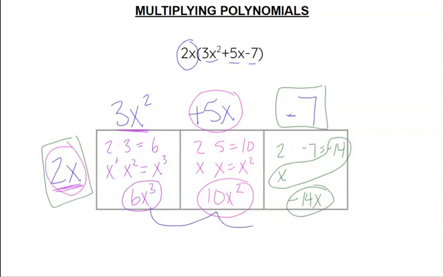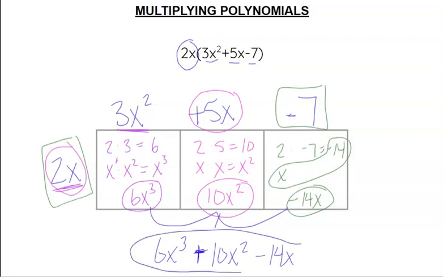All right, now we put our three terms together, and it becomes 6x to the third power plus 10x to the second power minus 14x. I do add that plus sign here for that 10 because 10 is positive, and to be a polynomial, it has to be terms separated by pluses or minuses. So we do have to add some addition signs in there sometimes for those positive values. And that is how you multiply polynomials.